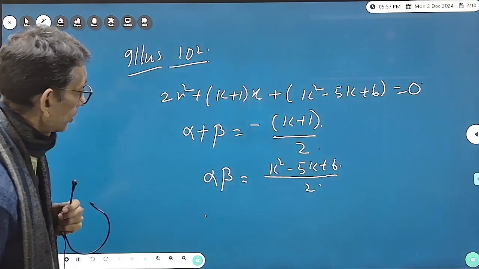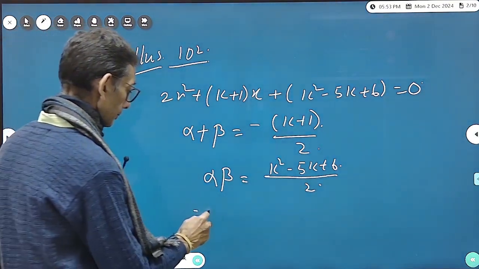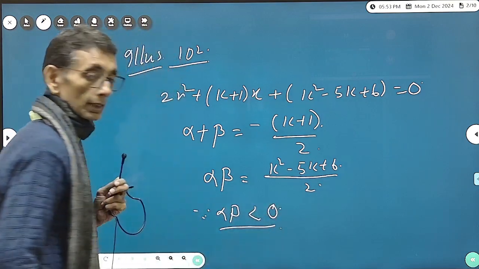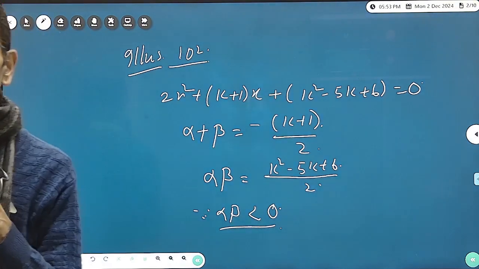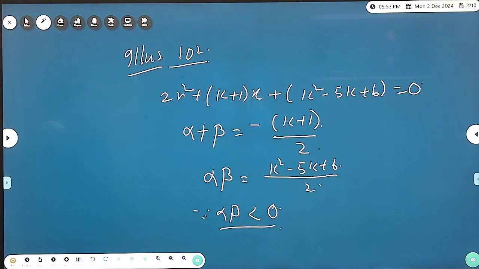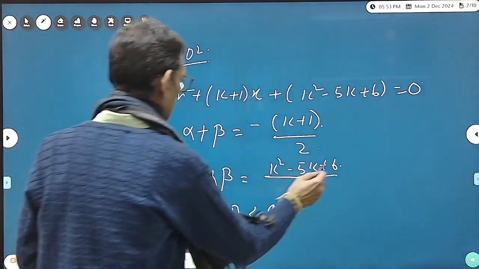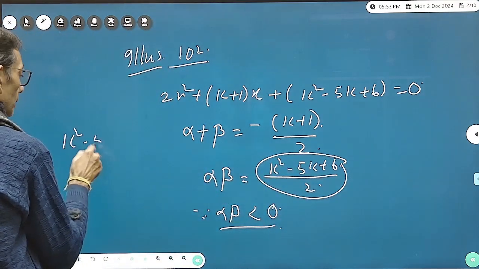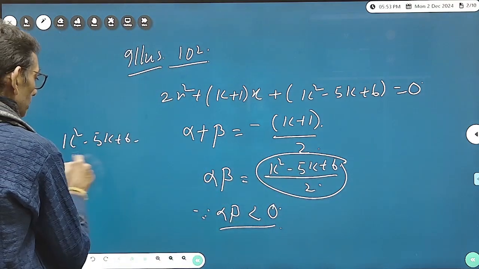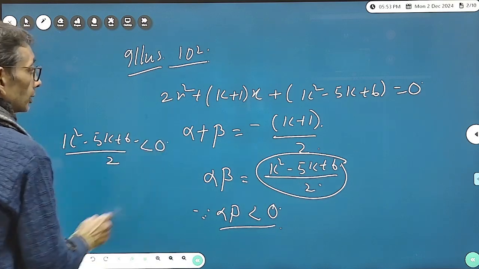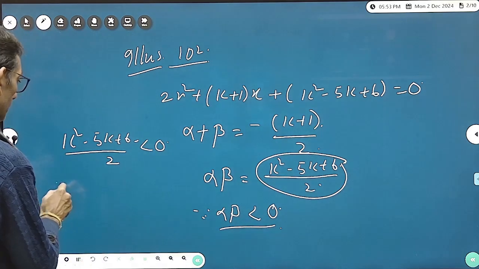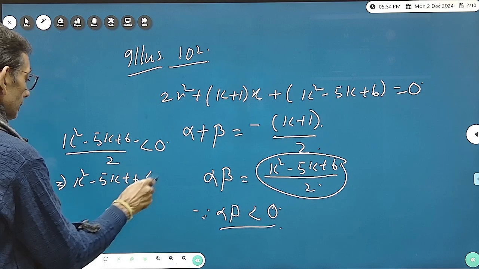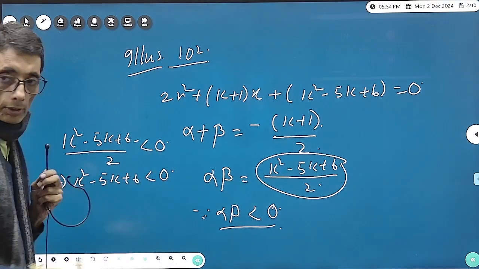Since alpha beta is negative, because both are of different sign, alpha beta is less than 0. So (k square minus 5k plus 6) by 2 will be less than 0, right? So this implies k square minus 5k plus 6 less than 0.